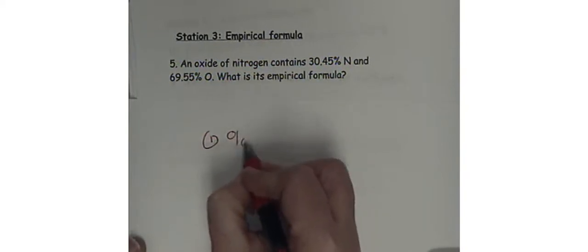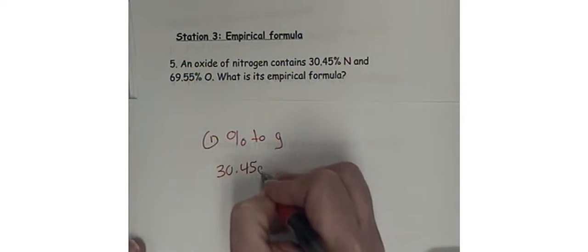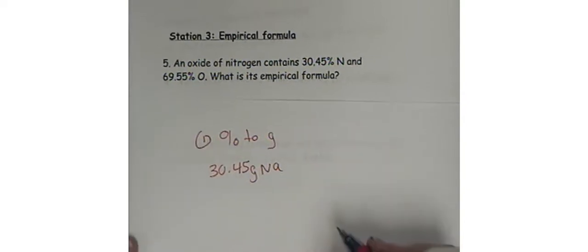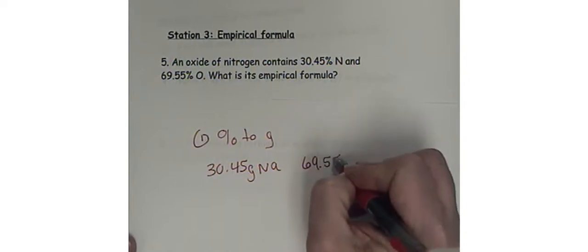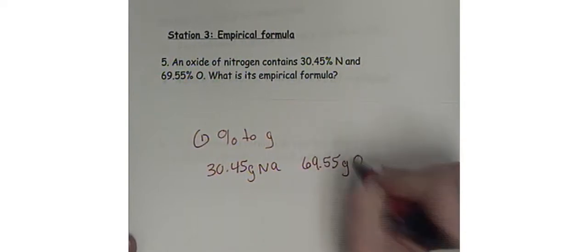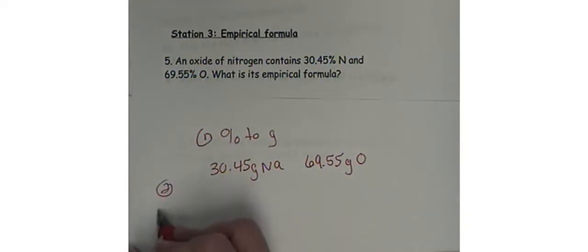So the first thing you want to do is turn your percent to grams. All that means is that you drop the percent and you write grams. So 30.45% becomes 30.45 grams. 69.55% oxygen becomes 69.55 grams. That's step number one. Step number two is you want to turn your grams to moles.